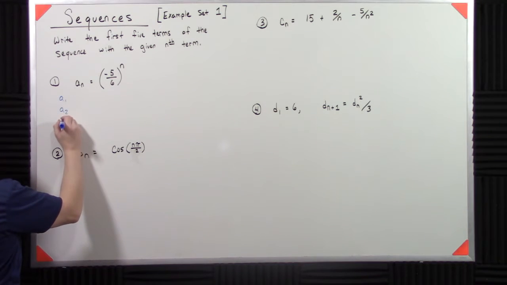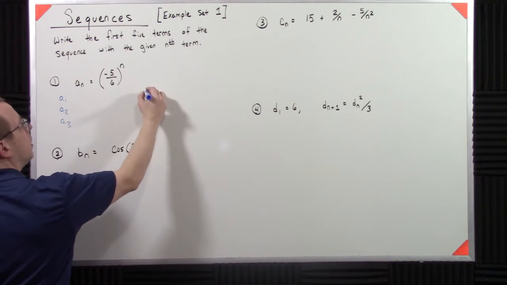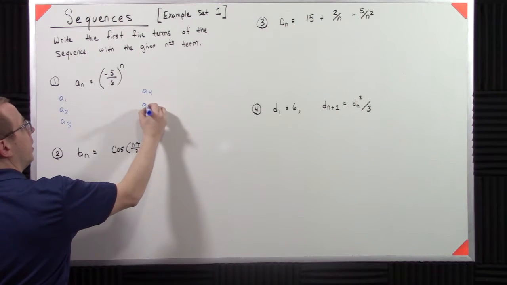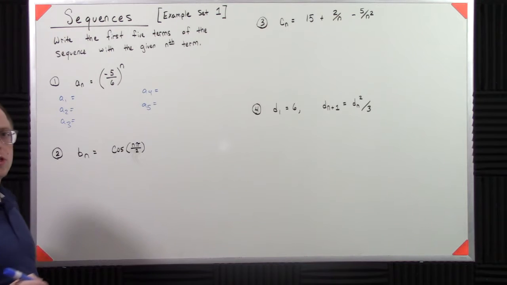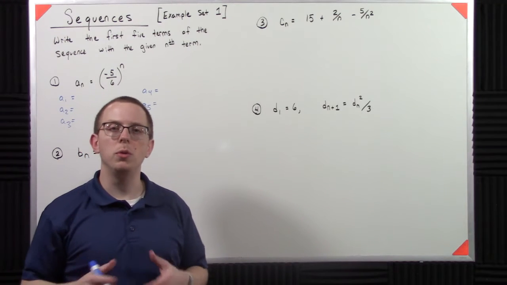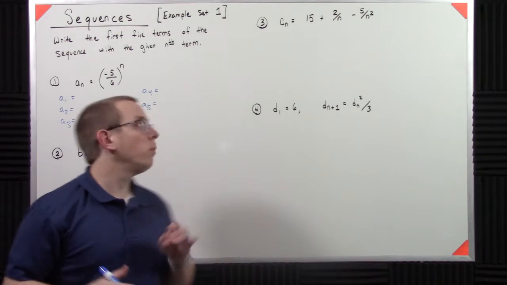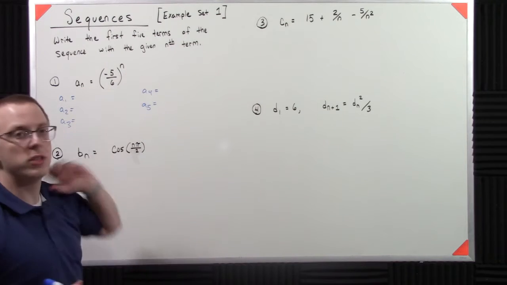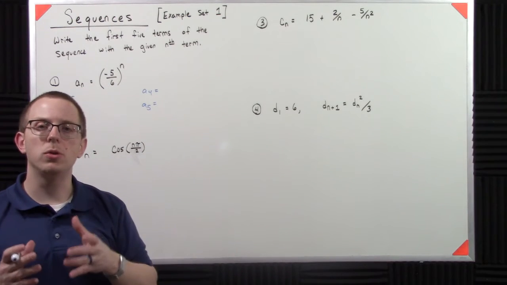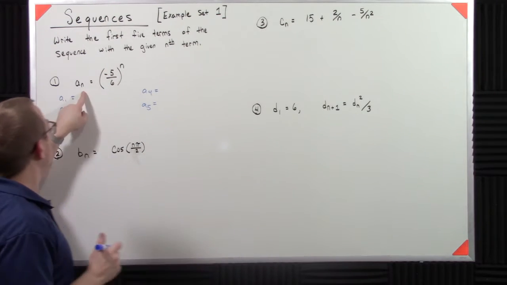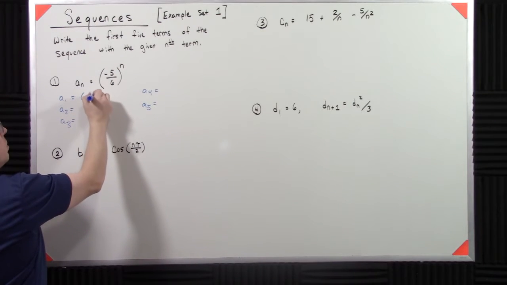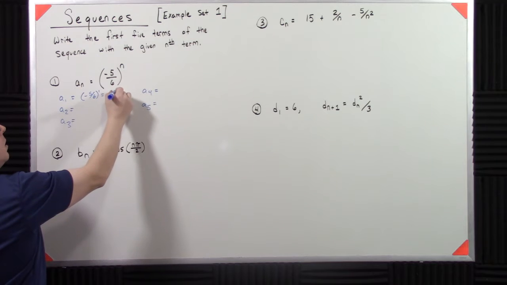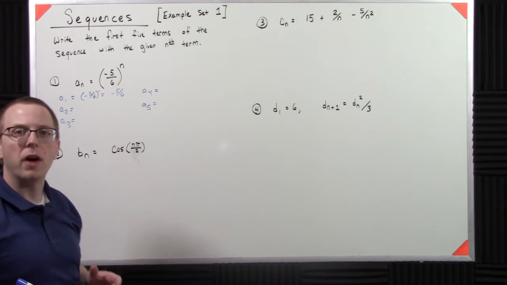a1, a2, a3, a4, and a5. So in the first case, what we want to do actually is just match these letters. That's actually what we're trying to do. So match those letters. When n is 1 here, it's 1 here. So negative 5 over 6 to the first power is negative 5 over 6.